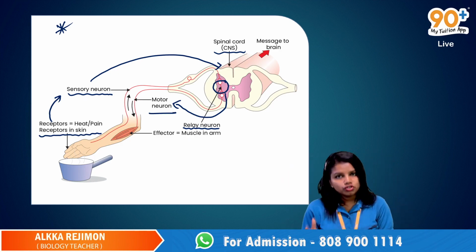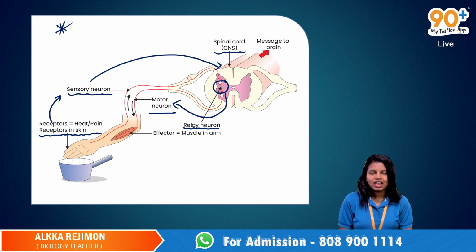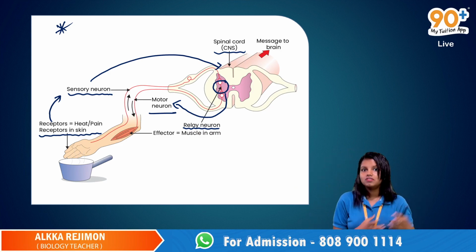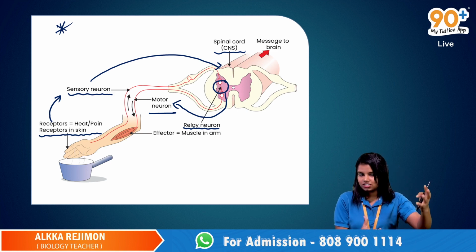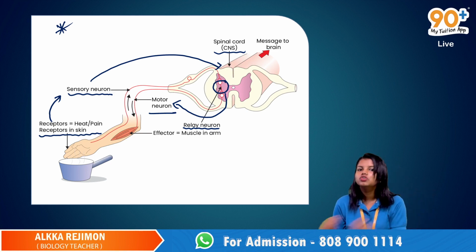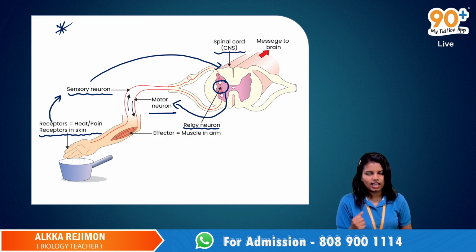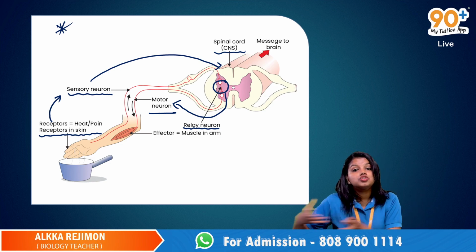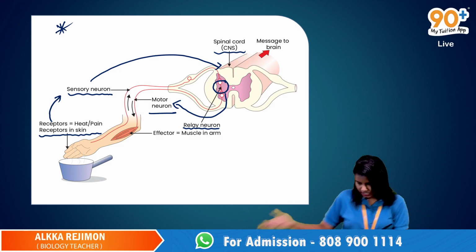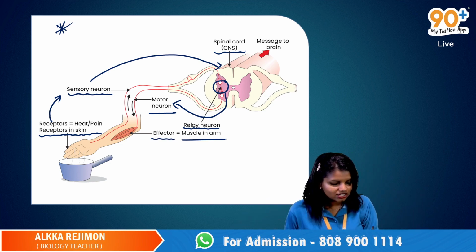This motor neuron is the one which is carrying the effect or the response given by the central nervous system. So the central nervous system detects an emergency and gives a solution. The solution is to withdraw the hand. That solution is taken from the spinal cord to the effector organ, and in this case the effector organ is the muscle in your arm.